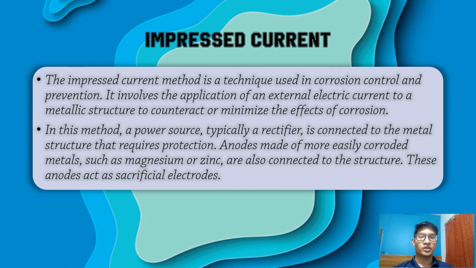Impressed current method. The impressed current method is a technique used in corrosion control and prevention. It involves the application of an external electric current to a metallic structure to counteract or minimize the effect of corrosion. In this method, a power source, typically a rectifier, is connected to a metal structure that requires protection. Anodes made of more easily corroded metals such as magnesium or zinc are also connected to the structure. These anodes act as sacrificial anodes.